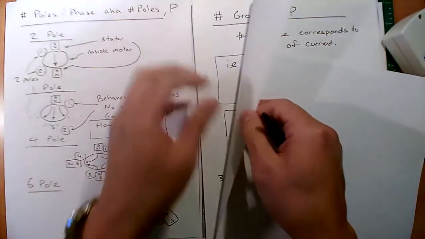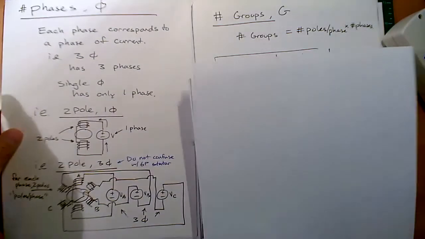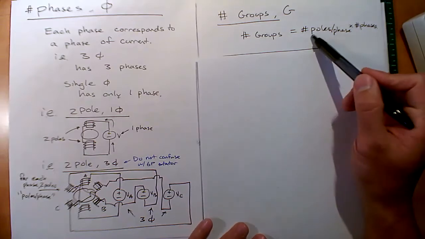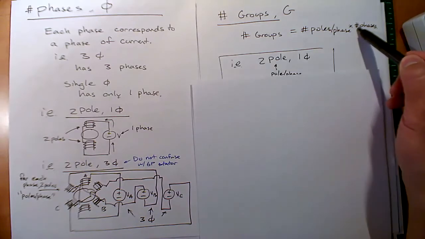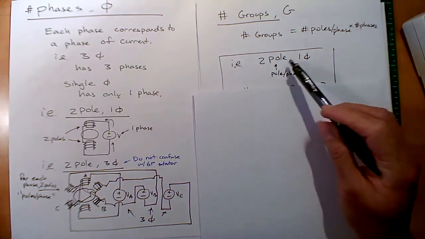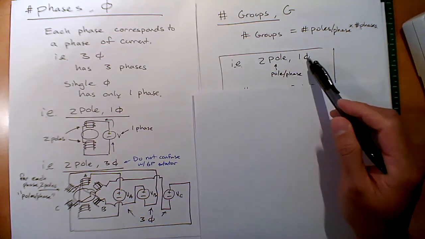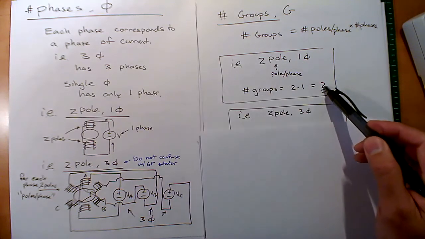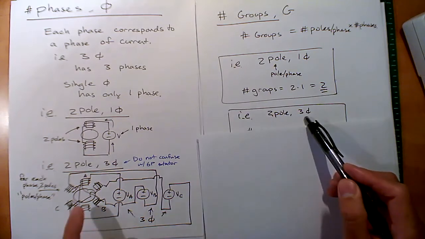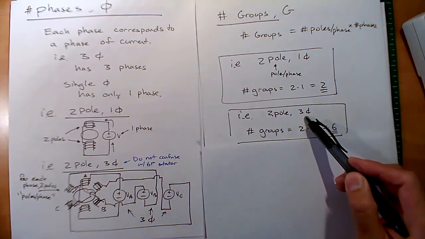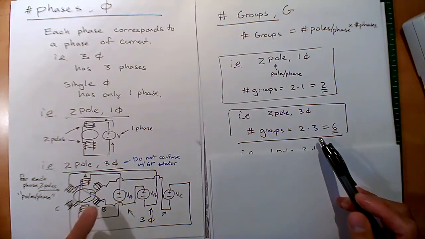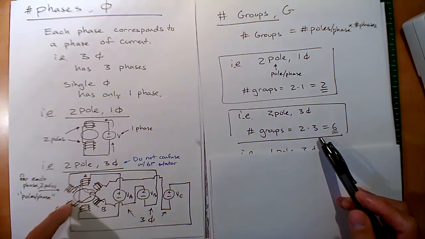Now that brings us to the next concept called groups, which is just the multiplication of poles per phase times the number of phases. If you had a two-pole single-phase system, the number of groups is 2. Well, what if you have a two-pole three-phase system like this? The number of groups is 2 times 3, which is 6. Can you see this? 1, 2, 3, 4, 5, 6. You have 6 groups. We would call these groups.